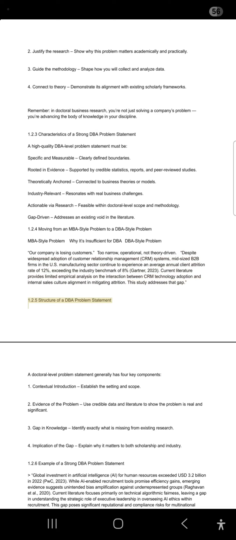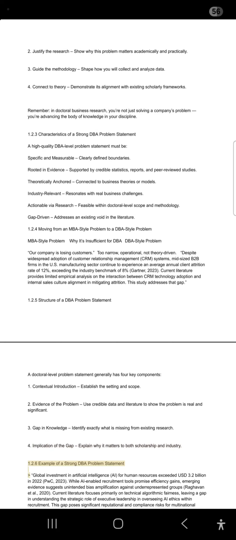1.2.5 Structure of a DBA problem statement. A doctoral-level problem statement generally has four key components. 1. Contextual introduction: establish the setting and scope. 2. Evidence of the problem: use credible data and literature to show the problem is real and significant. 3. Gap in knowledge: identify exactly what is missing from existing research. 4. Implication of the gap: explain why it matters to both scholarship and industry.